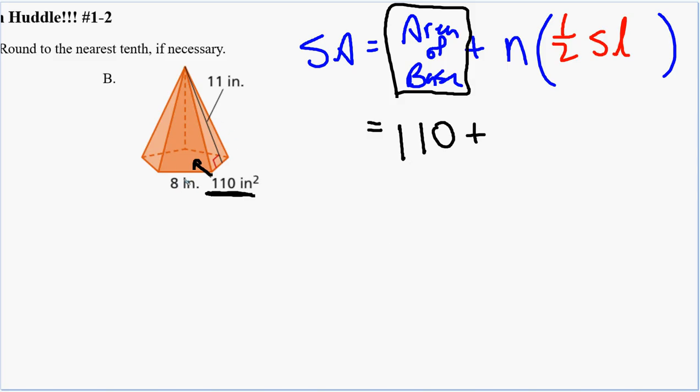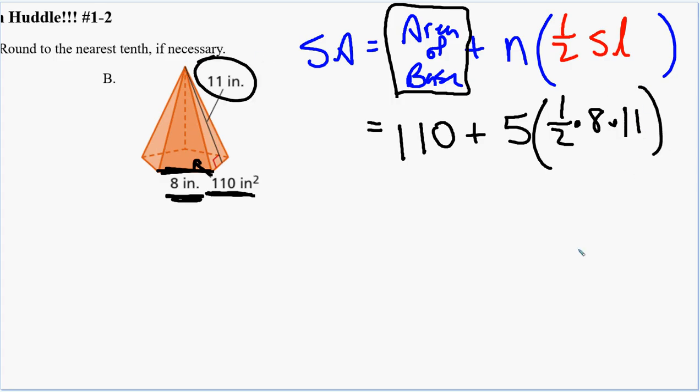We have here a pentagon. Pentagon has 5 sides. And we're going to multiply that by 1/2. Our side here, they say, is 8 inches. Times 8 times. And here they gave us L. We don't have to use Pythagoras to solve for it here. That's just an 11. So let's see. We've got 110 plus half of 8 is 4.